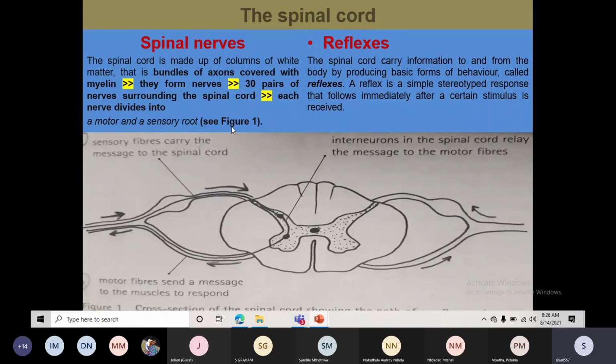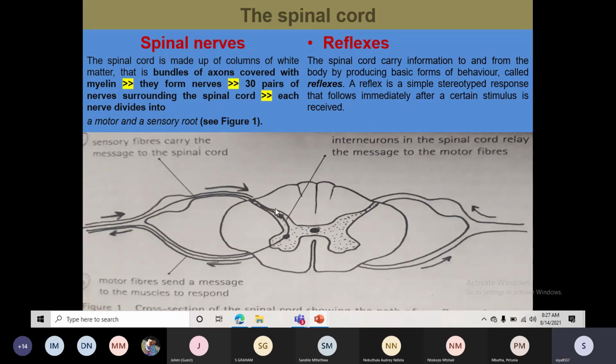Why motor and sensory roots? They play different functions. There's one form of a spinal nerve, a sensory root, that receives information, and one that takes it out. This is the in, receives information, and the out, takes out the information. So it's sensory roots and motor roots. Use see figure point 1. This is figure point 1. Let's try to understand the structure.